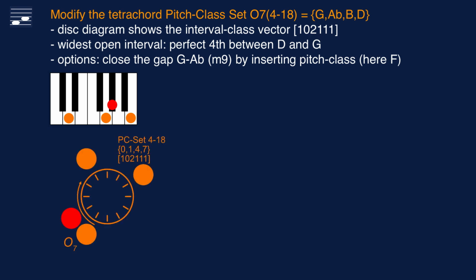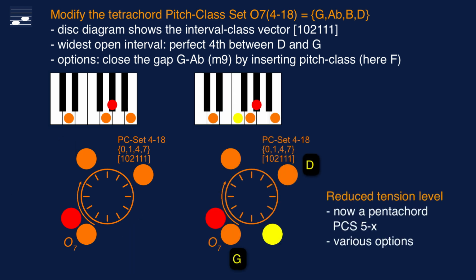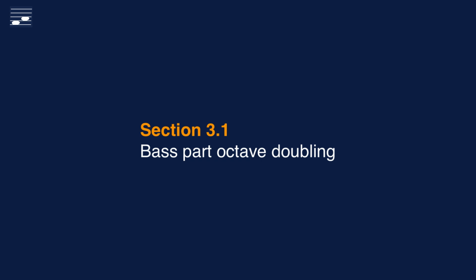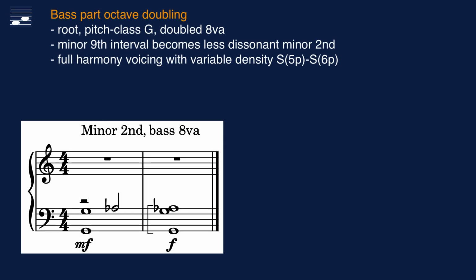The tetrachord pitch class set disc representation shows the dissonant minor 2nd interval between G and A flat, and the other intervals, mainly thirds. The widest interval is the perfect fourth between G and D, and there we find options to add a fresh pitch class that will reduce the overall dissonance level. But before, consider an even simpler solution, which is octave doubling of the bass part.